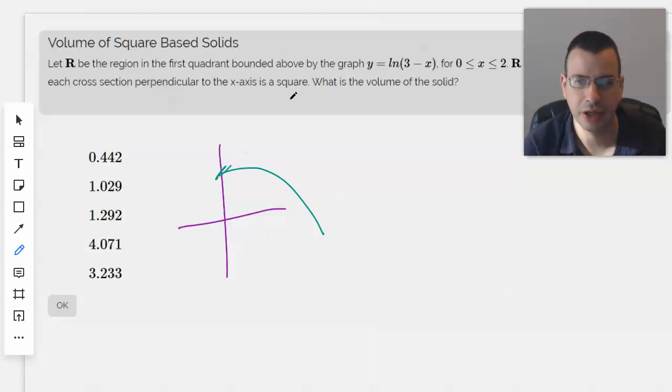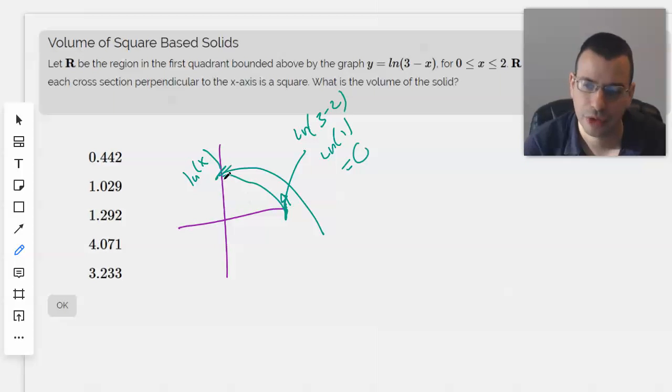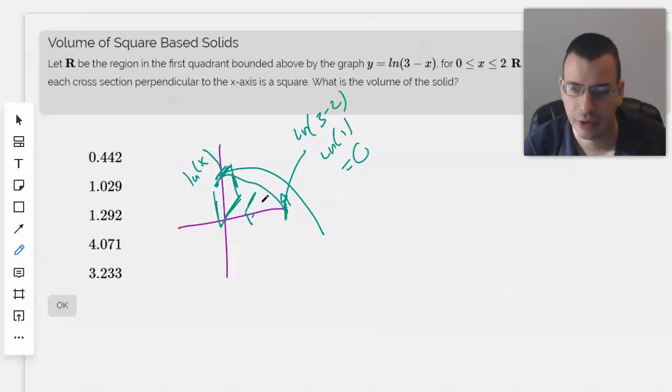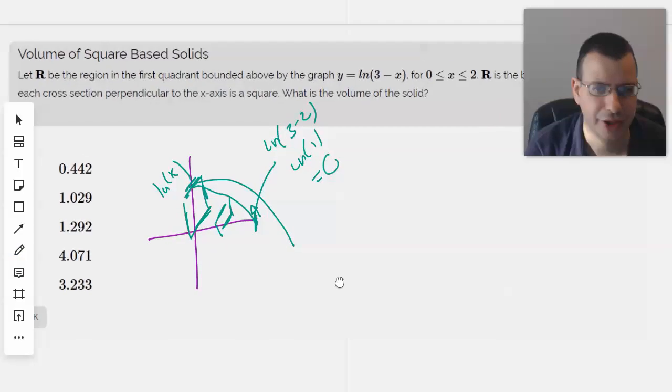So this will be when x equals 0, natural log of 3. And it goes on to 2, which will be natural log of 1 right there. Natural log of 3 minus 2, which is natural log of 1, which equals 0. And we have squares that we're making, and we add them all up. And so I'm trying not to think too deeply on this one.